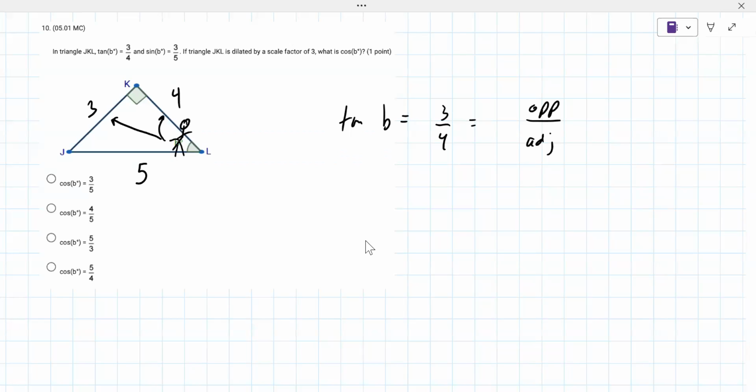Could cosine be 3/5, 4/5, 5/3, or 5/4? Cosine is adjacent over hypotenuse. So 4/5.